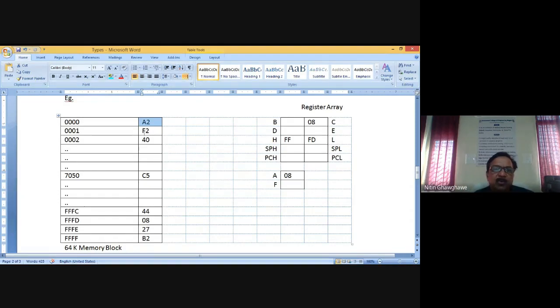Now, if you want to get something in, this is the register array. Just look at the right hand side: B, C, D, E, H, L, SPH, that is stack pointer higher, stack pointer lower, then PCH and PCL. Program counter higher address and program counter lower address, or higher byte and lower byte.